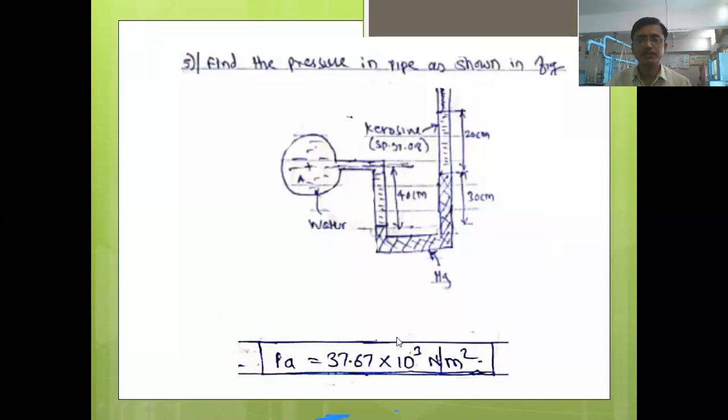To verify your answers, whatever answers you get after calculation, to check whether they are correct or incorrect, for that purpose note down the answer also. Write down the problem: find the pressure in the pipe as shown in figure. See here, there is one more addition.